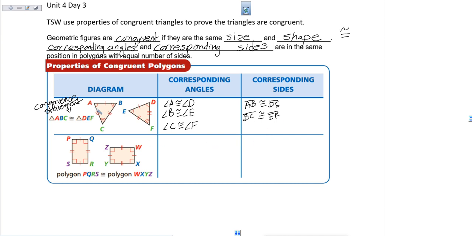And lastly, we have segment AC being congruent to segment DF. This one has three tick marks, and then look at your angles to know which ones are congruent. Again, order matters.